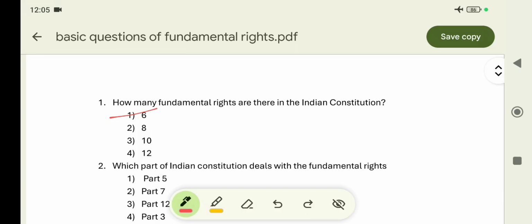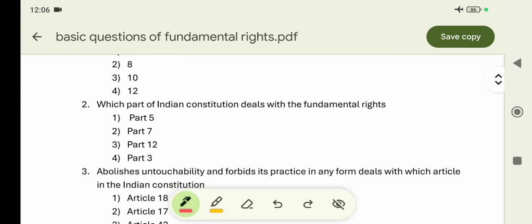These are the 6 fundamental rights we presently have in the Indian Constitution, but originally we had 7 fundamental rights. The 7th fundamental right was the right to property. It was deleted by the 44th Amendment Act 1978, but it remains a legal right. It was made under Article 300A in Part 12 of the Indian Constitution.